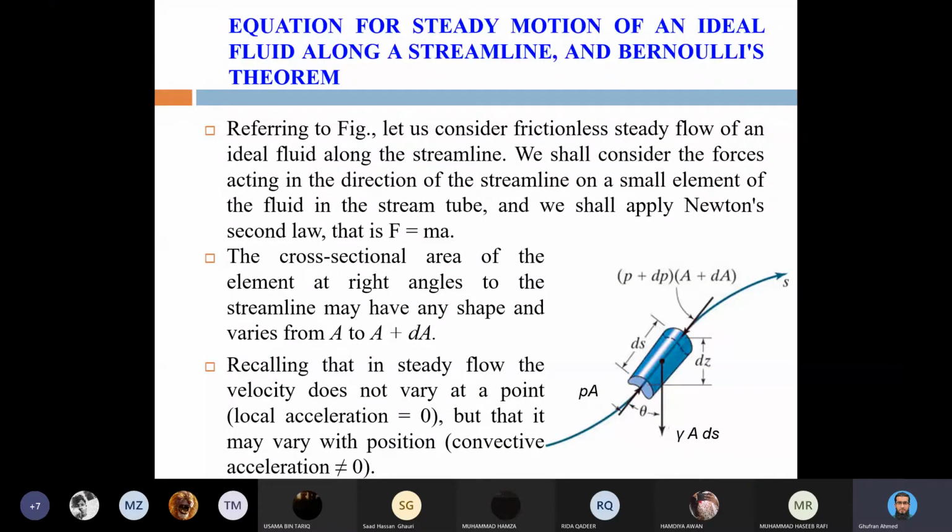Okay, so we will first derive this formula in Euler's form, and then we will discuss the difference between Euler's equation and Bernoulli's theorem. So now just refer to this figure. Let us consider a frictionless steady flow of an ideal fluid along a streamline. We shall consider the forces acting in the direction of the streamline on a small element of the fluid in a stream tube. After that, we will apply Newton's second law, that is F is equal to ma.